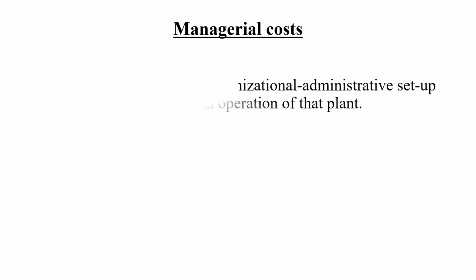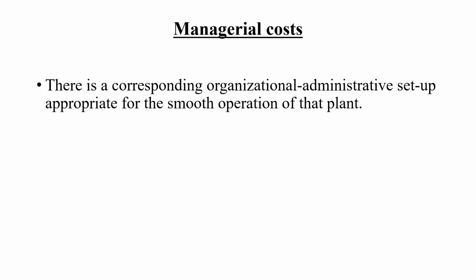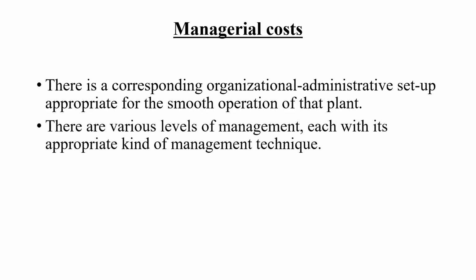Now, let's look into the managerial costs in the long run cost curves. In modern management science, for each plant size, there is a corresponding organizational administrative setup appropriate for the smooth operation of the plant. There are various levels of management, each with its appropriate kind of management technique. Each management technique is applicable to a range of outputs. There are small scale as well as large scale organizational techniques. The cost of different techniques of management first falls to a certain plant size. At very large scales of output, managerial costs may rise but very slowly.